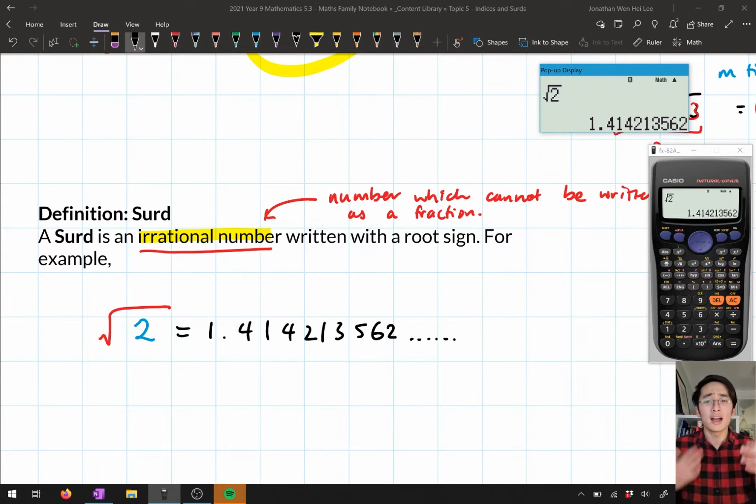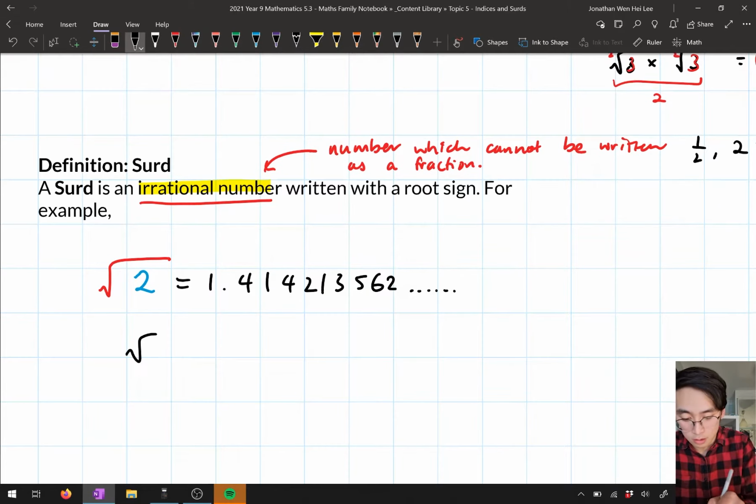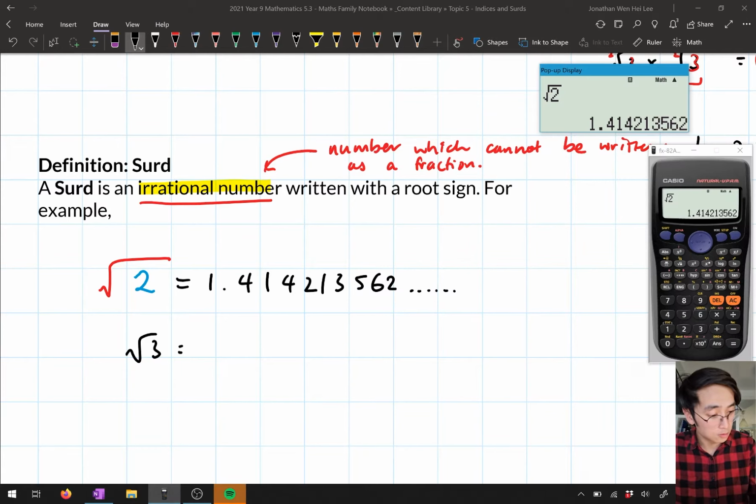But if you went online and searched for the exact value of square root 2, you could see that these digits keep going on and on and on forever. So a surd is what happens when we have an irrational number and we write it using a square root. And so there are other surds. For example, you could get square root 3.